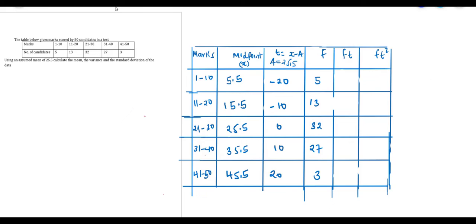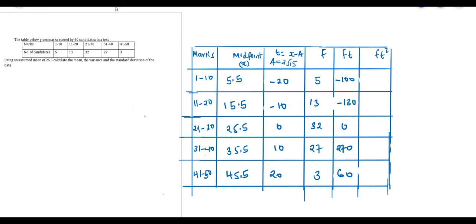So that's like the fifth column, ft. The column ft, we are supposed to multiply the frequency f times the value of t. So the first value of t is negative 20 times 5, that's negative 100. Negative 10 times 13, negative 130. 0 times 32, 0. 10 times 27, 270. 20 times 3 is 60. Okay, we are through with that.